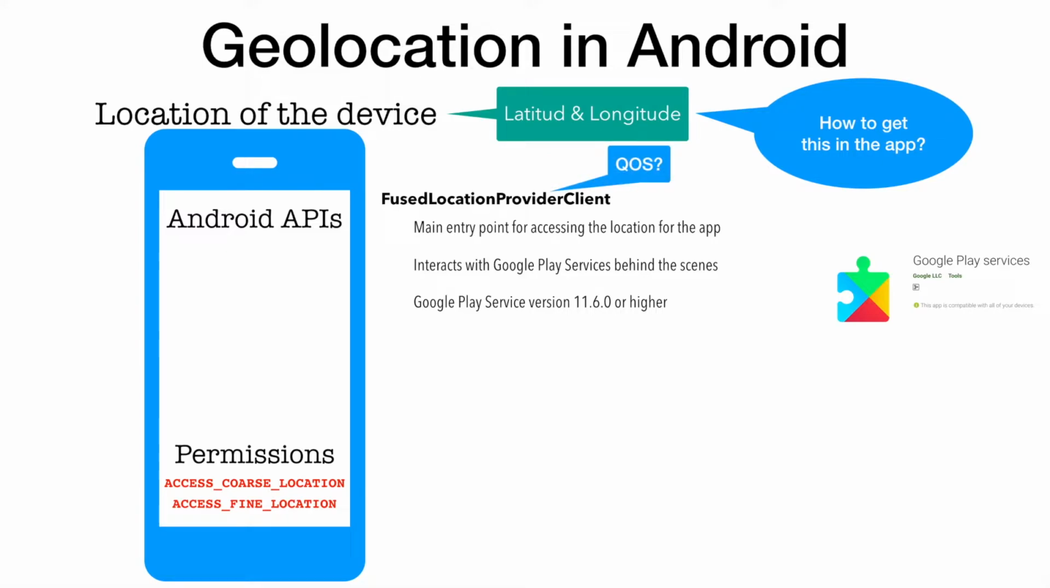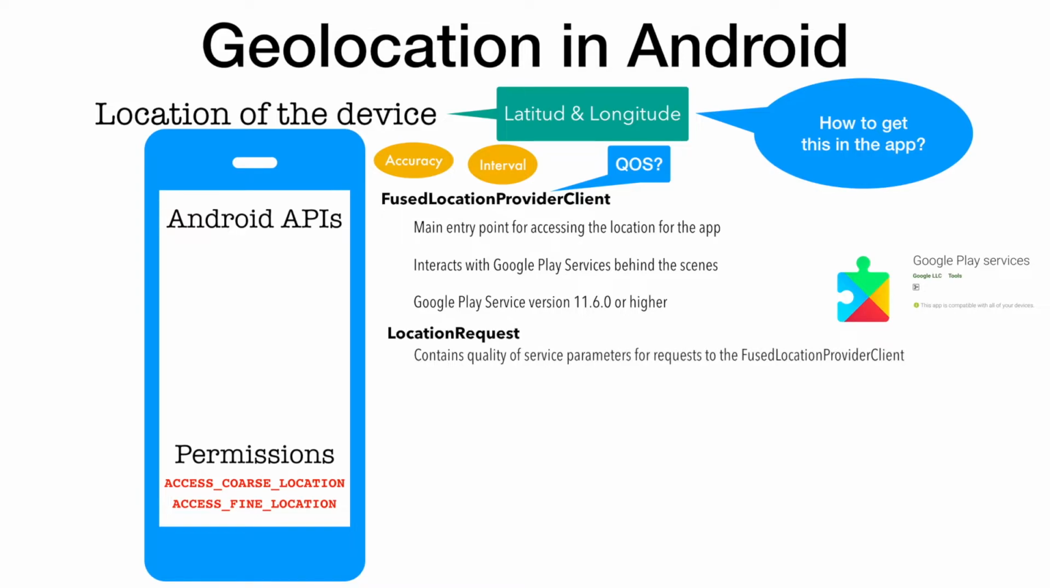But what is the quality of the service? I mean, what is the accuracy and the interval at which we are getting the location? Well, to define these parameters, we use another API called LocationRequest. This LocationRequest is used to define the service parameters that you want to pass on to FusedLocationProviderClient so that it can get you the location based on those quality of service parameters, which basically means how accurate you want the location to be and how often you want this location to be updated. Is it every 5 seconds, every 5 minutes, every 1 minute? These kinds of aspects.